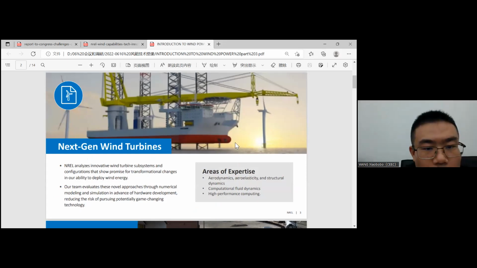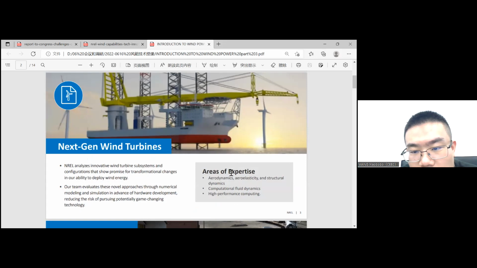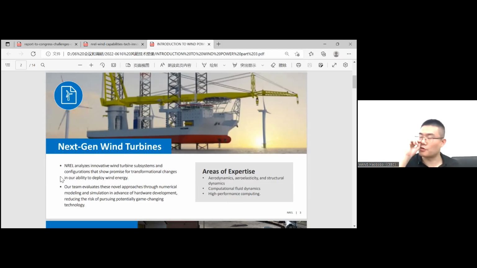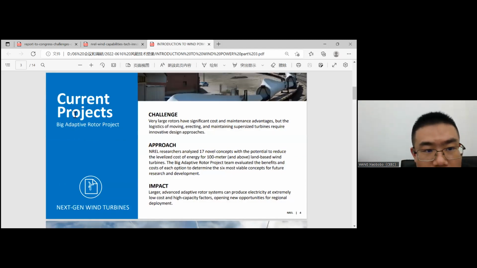Okay, the next wind turbine. The areas of expertise, which means all the kinds of science and technology work to do in the future: aerodynamics, aeroelasticity, computational fluid dynamics, and high performance computing. This is from US documentation. That's what we need to do. As we can see in the US, the current project. In China, we always look at what the US is doing. So the challenge, the approach, and the impact.